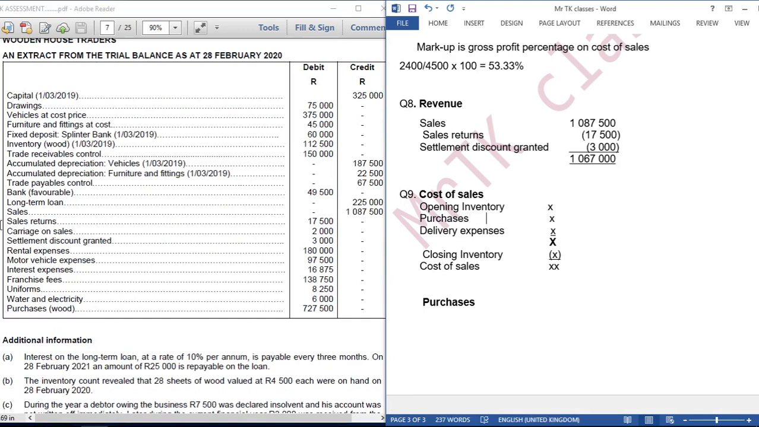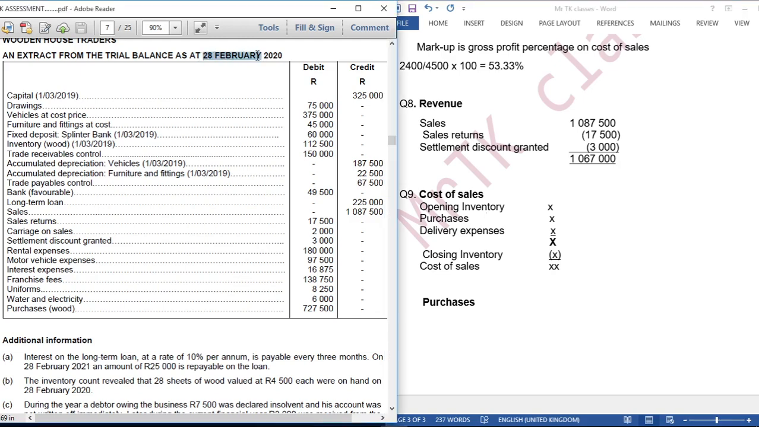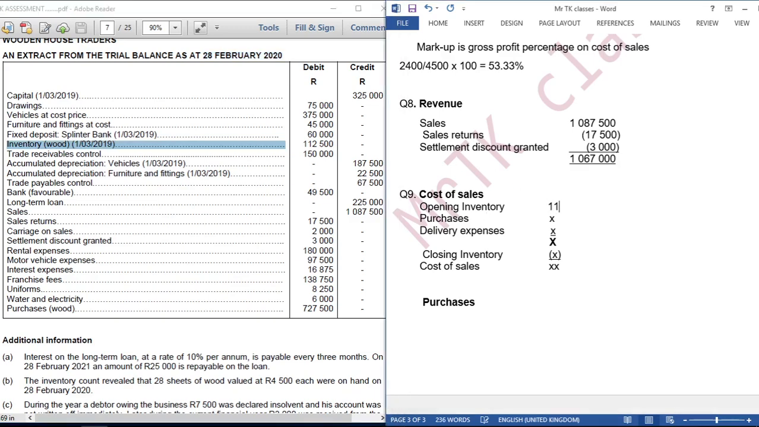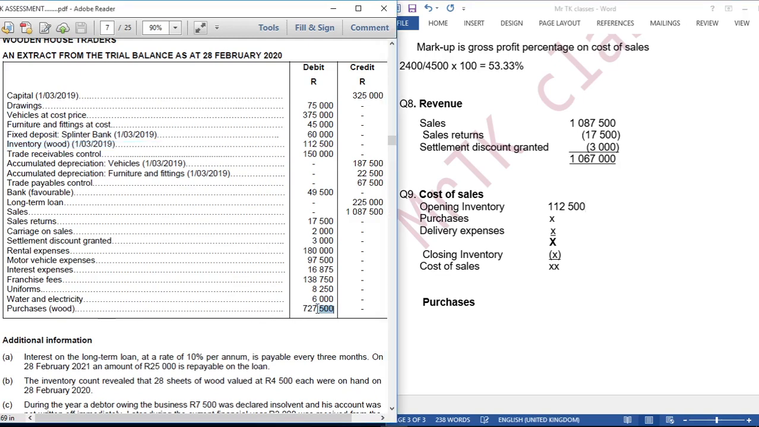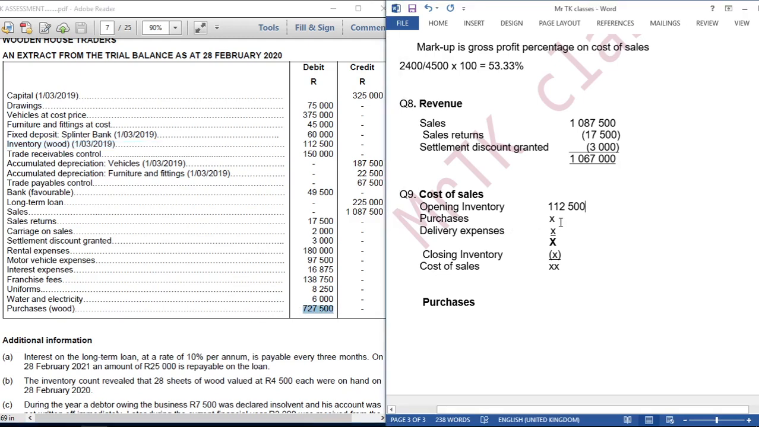All right, opening inventory. When is our year ending? 20th February 2020. So it means starting 1 March 2019, right? Opening inventory, wood 1 March 2019, 112,500. So let's come here, 112,500. Then purchases, do we have? Purchases wood, yeah, 727,500.